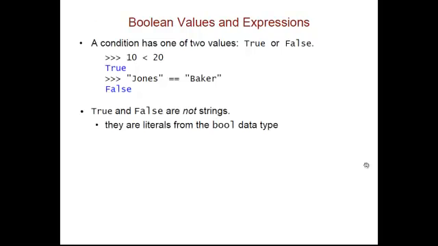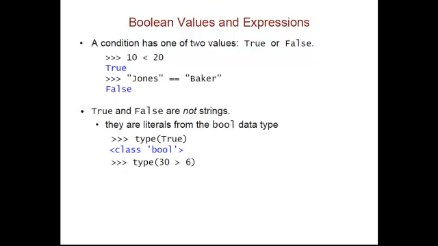And it's important to realize these values, true and false, are not strings. They are actually literal values from a special type known as the bool type. If I use the type function on the literal value true, you can see that it gives me the type bool. I can also use the type function on an expression like 30 greater than 6, and because it evaluates to a bool, I'm going to also see that type.